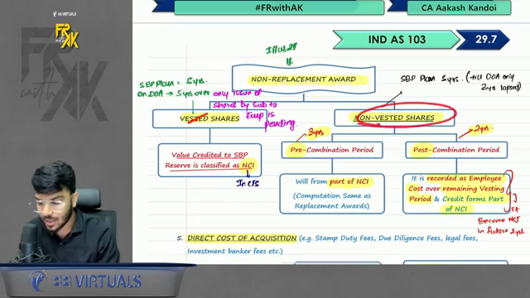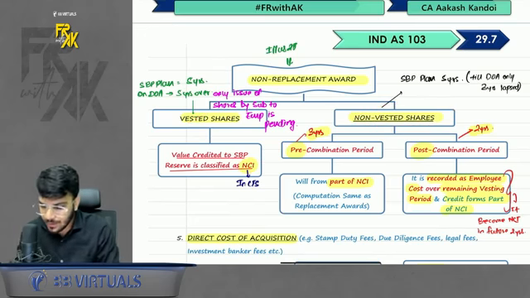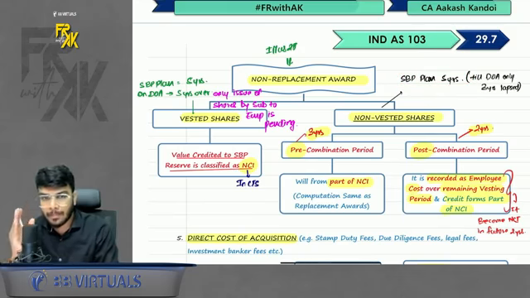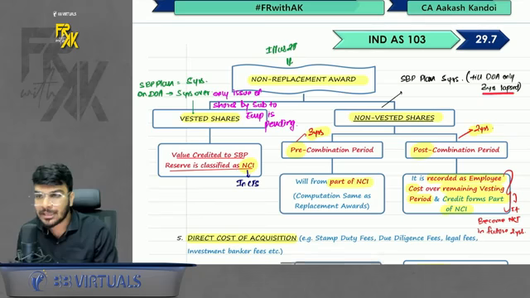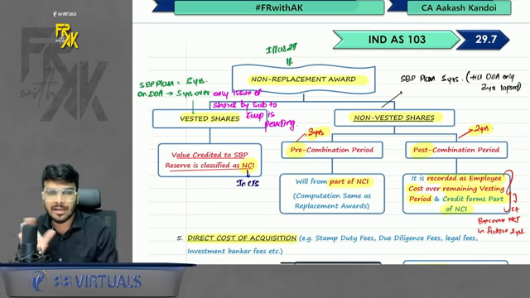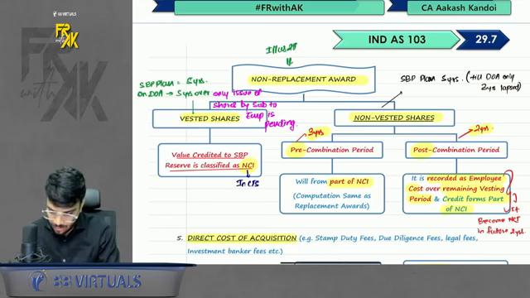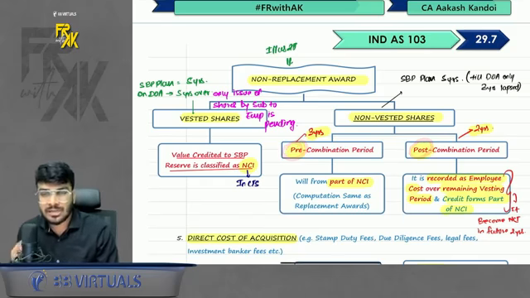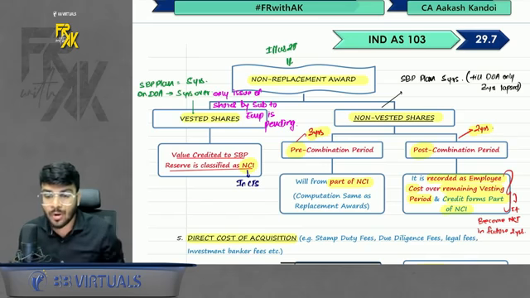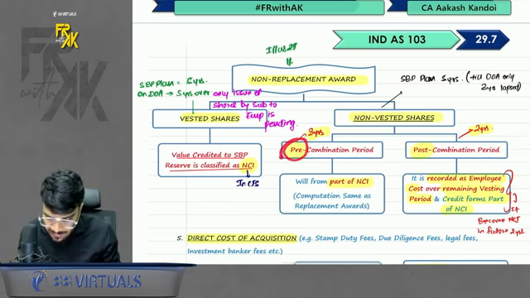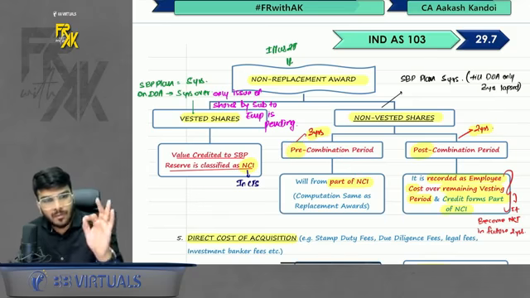First case. Second case, non-vested. What is the meaning of non-vested? Let's say the plan was of 5 years, but till date of acquisition, only 3 years have lapsed. So here again, you will bifurcate into pre and post. Again, I'll repeat. Just because you're bifurcating between pre and post does not mean it will form part of PC. No, it won't come in PC. The amount which is coming in pre, it will immediately form part of NCI.